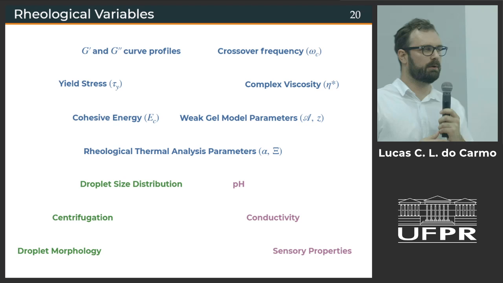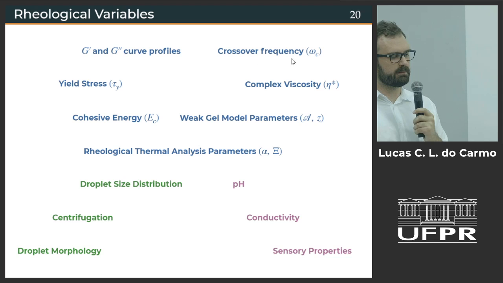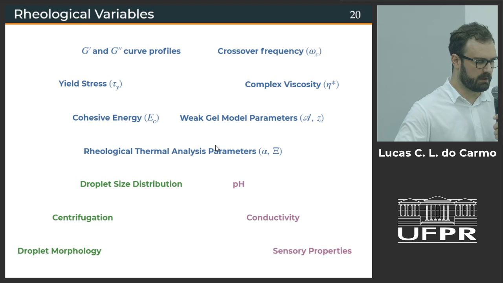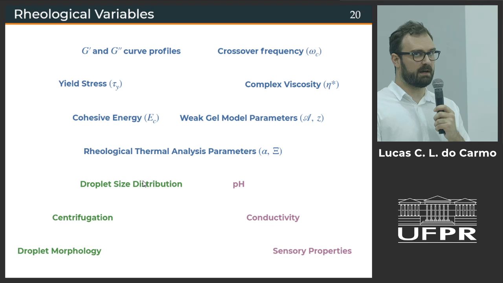So the variables that we evaluated over time for the samples that were formulated are the G prime and G double prime curve profiles, the crossover frequency, yield stress, complex viscosity, cohesive energy, weak gel model parameters, and the rheological thermal analysis parameters. We also measured the droplet size distribution over time and difference between samples, stability over centrifugation, droplet morphology, pH, conductivity, and sensory properties. The ones in purple here are the ones usually used in the cosmetic industry.